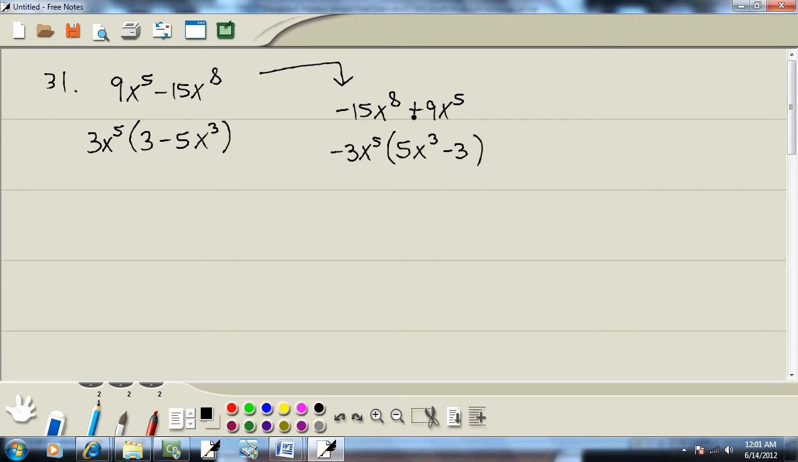I like this form because you'll find that some problems will just work so much better if you have it in standard form before you start factoring. But again, I knew where they were headed with this, so that's why I went ahead and worked it this first way.